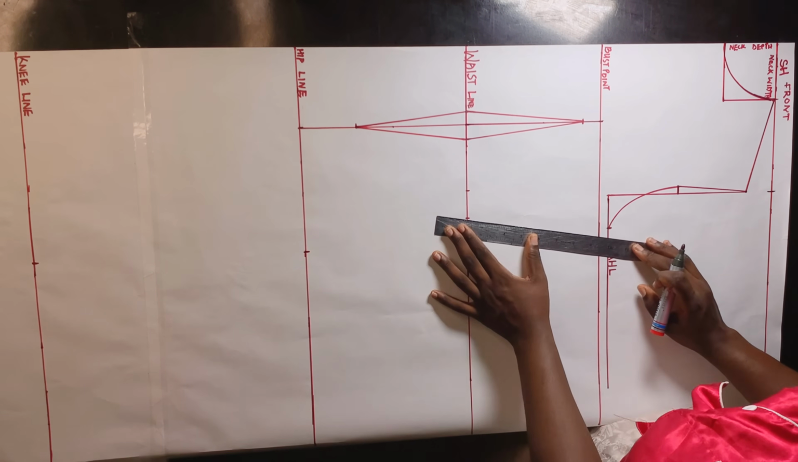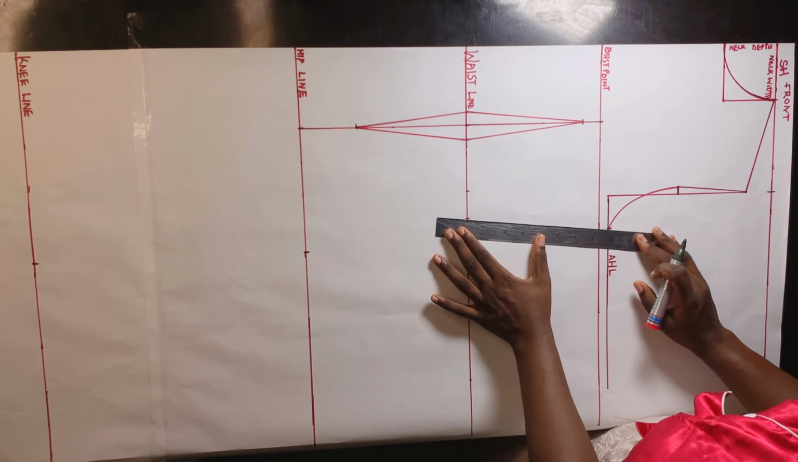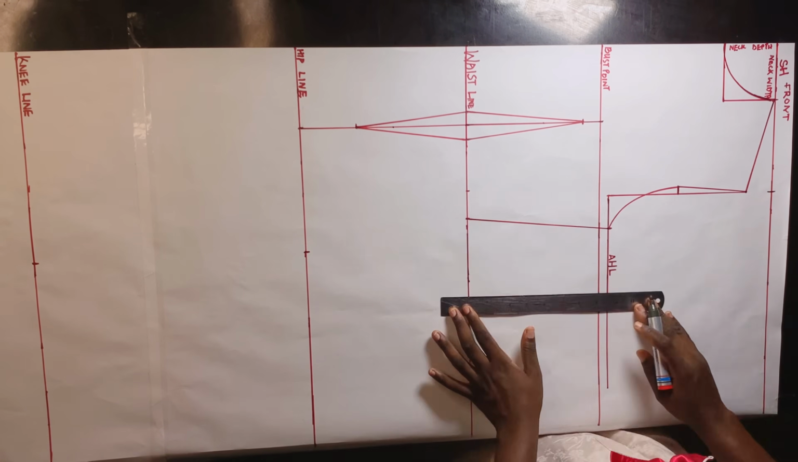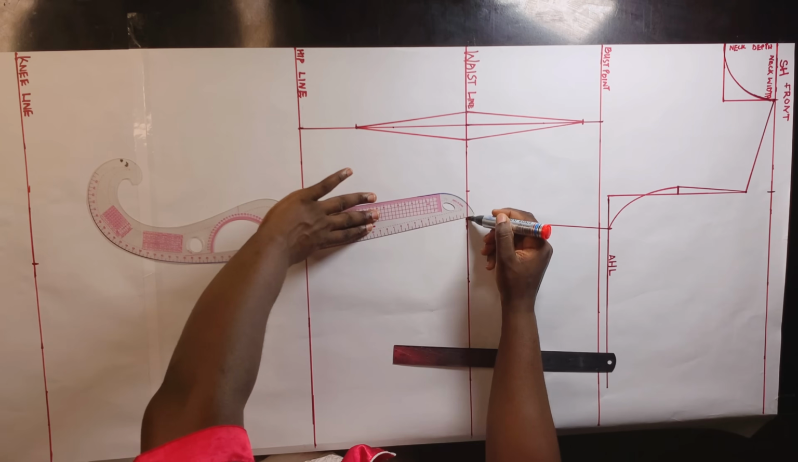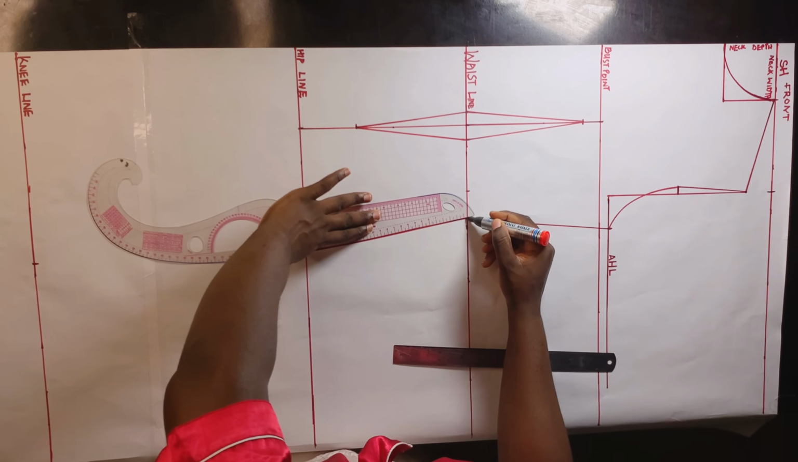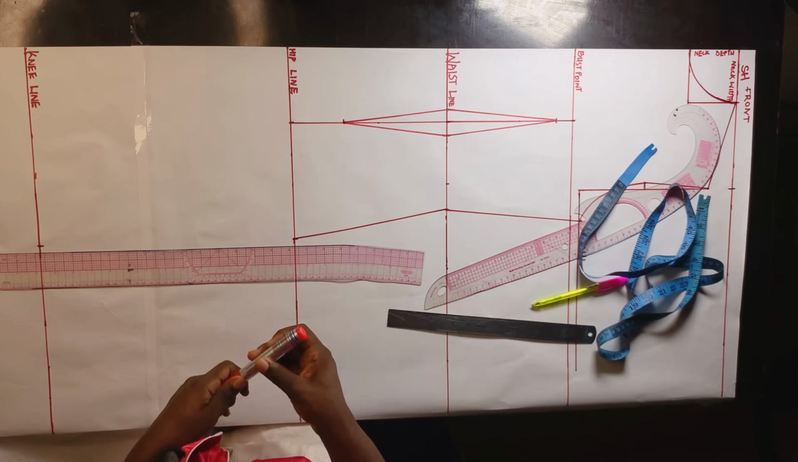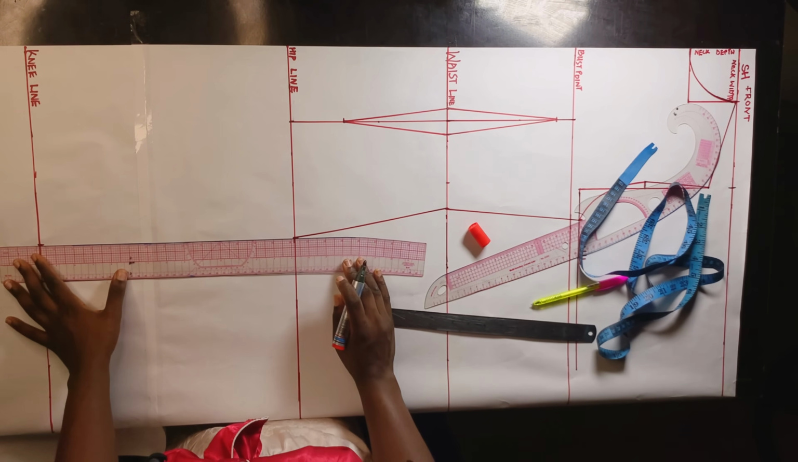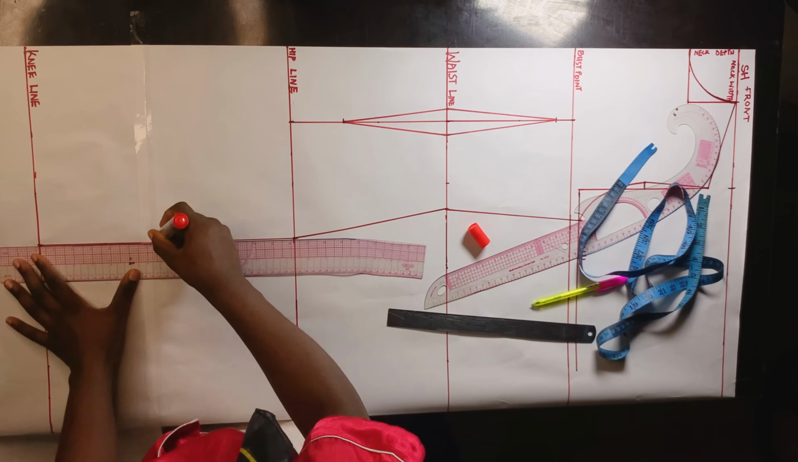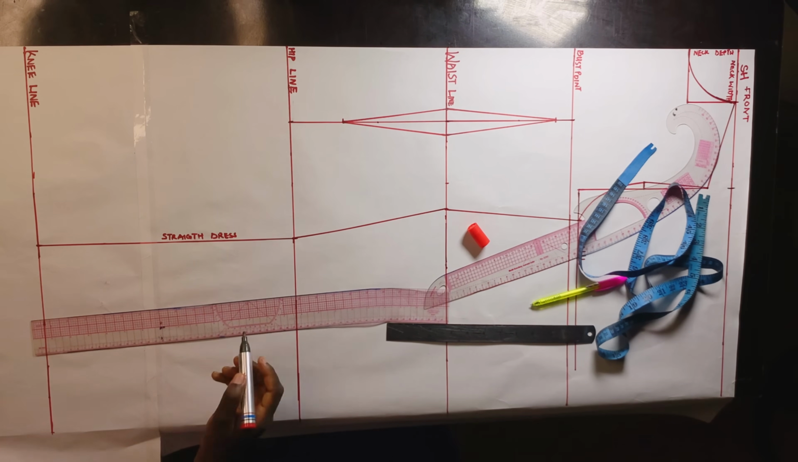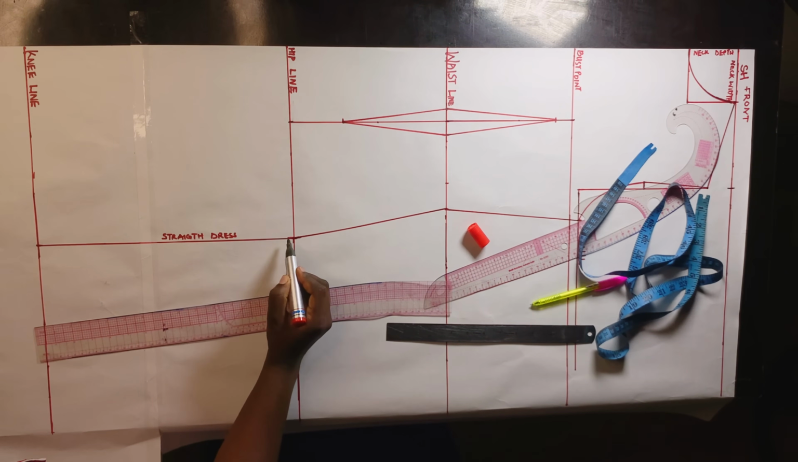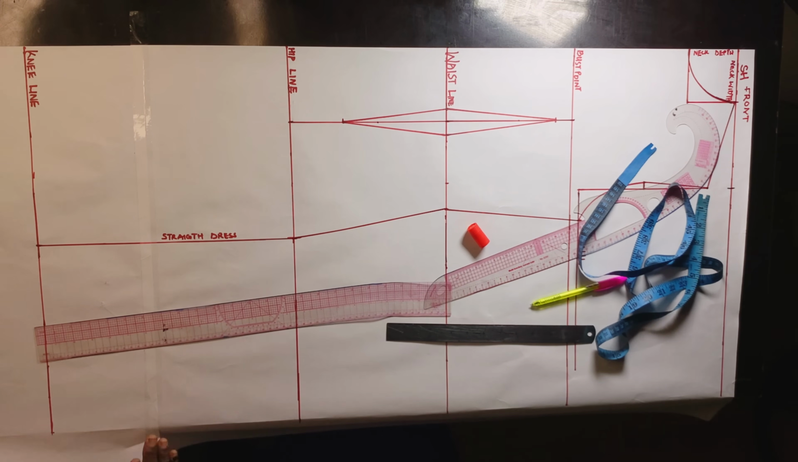I am going to use my ruler to connect from the armhole line to the waist just as shown, then bring in my curve to connect from the waistline to the hip line just as shown. And finally, I am going to proceed to use my ruler to connect from the hip line to the knee line just as shown. And this is your straight dress. Mind you, this is not a pencil dress. I'm going to show you how to get your pencil dress in a minute, okay?